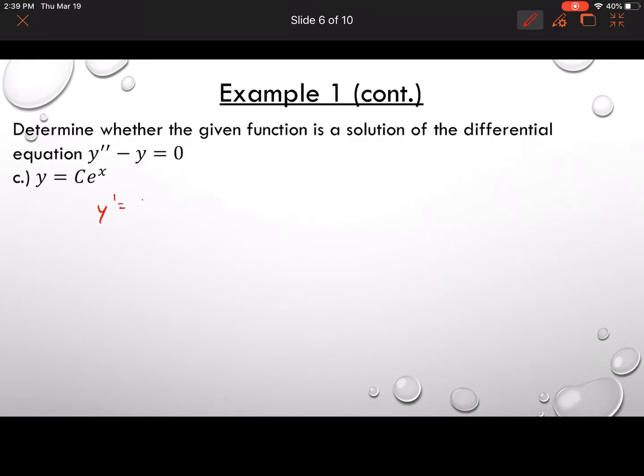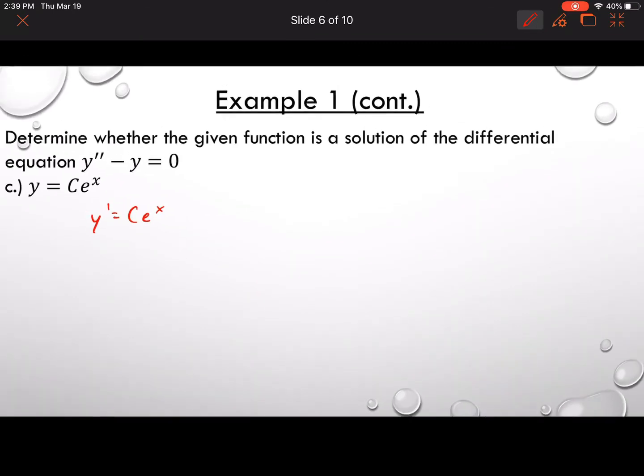So y prime is just going to be C e to the x. Now at this point you might be saying, let's do some chain rule, which you can. But you'll notice our exponent is x this time. So the chain rule would tell us to just multiply by the derivative of x. The derivative of x is just 1, so you can multiply this by 1, but it would just end up being the same thing.